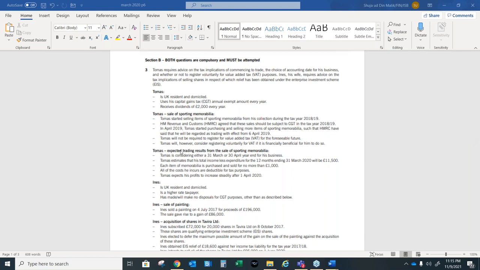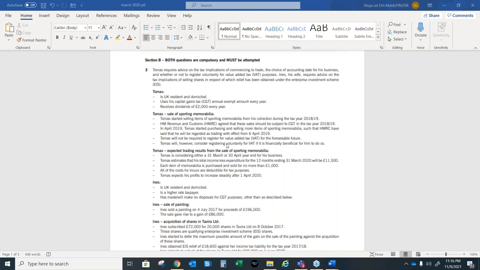Okay, Thomas expected trading result from the sale of sporting equipment. We left the question here. Thomas will not be required to register for value added tax for the foreseeable future. It means that they are giving you details that you are not exceeding the minimum threshold to register for value added tax. So if you want to register, you are going to voluntarily register. That is mentioned already in the opening paragraph of the question.